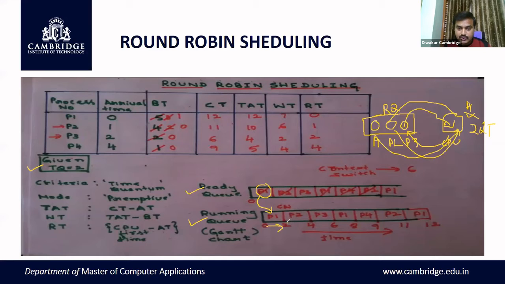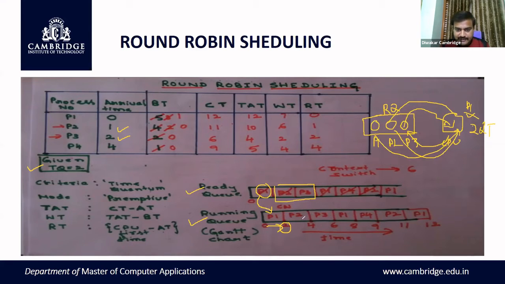After executing 2 units, what happens? Because the time quantum given is 2 units, at the time interval 2 it will check whether any other process has arrived. Yes, processes P2 and P3 have arrived. We are going to bring P2 and P3 to the ready queue.